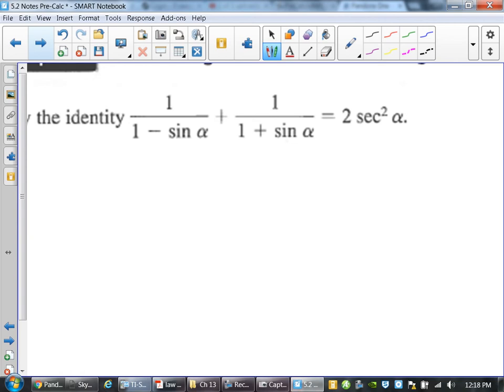Combine fractions before you use identities. So there's the sad face, which means you have to get the common denominators. Okay? If you don't put theta in it, it's less work.